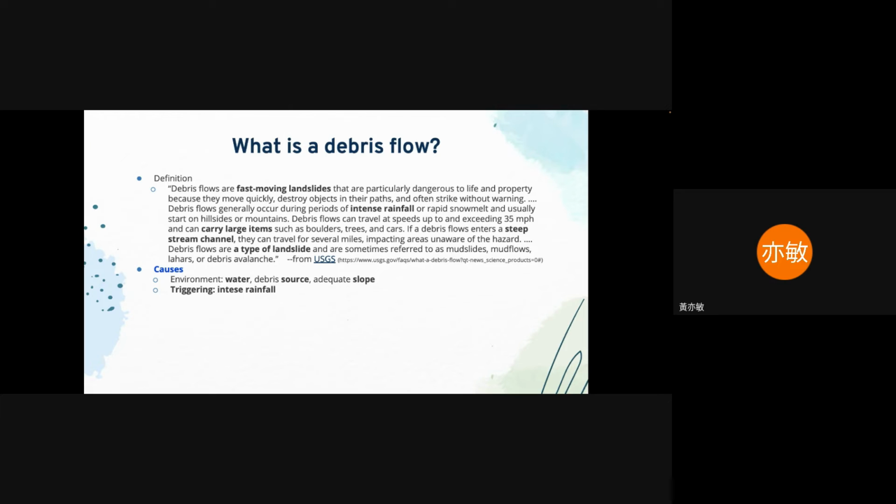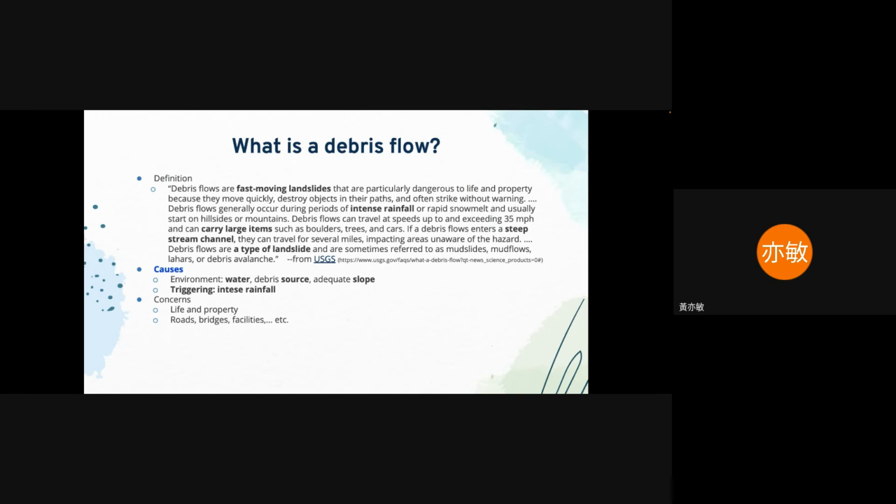So what are the major causes of the debris flow? We need a lot of water. We need a debris source. And then we need an adequate slope such that the flow can flow down from the upstream to the downstream. And usually the triggering factor is intensive rainfall.